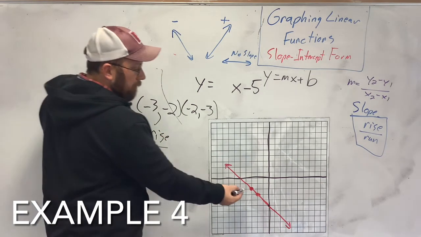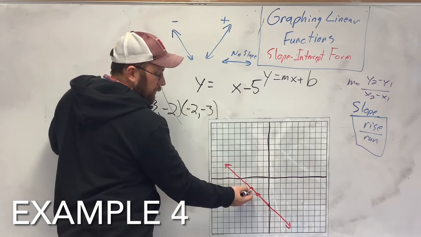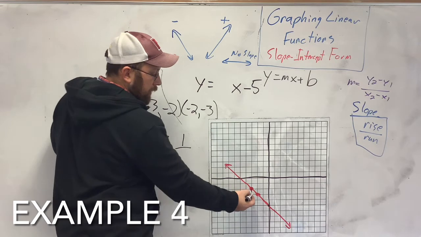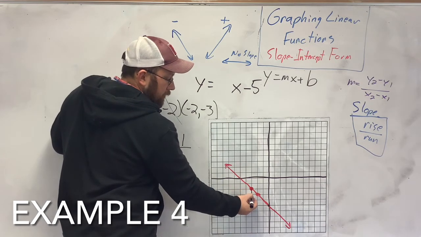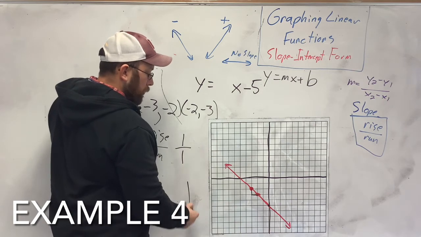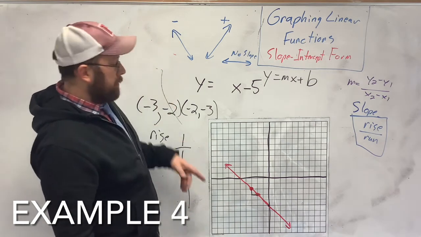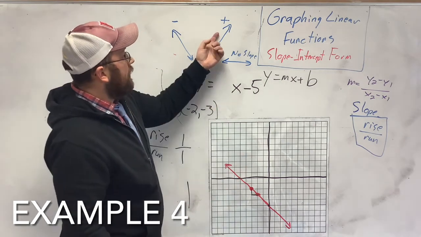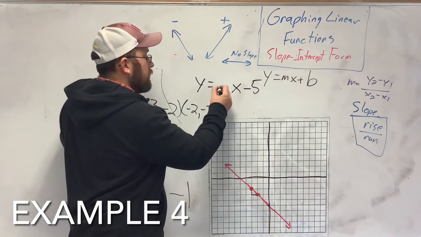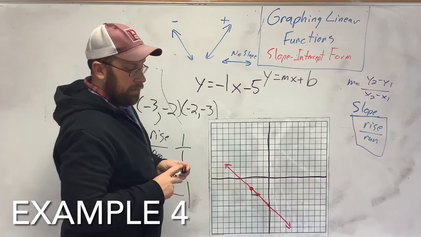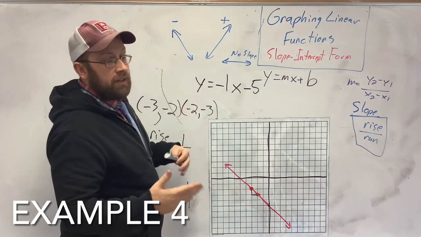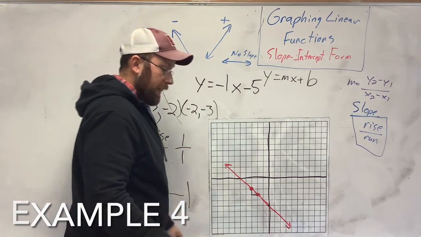So how many did I rise to get from this point to this point? Well, I rose 1, or I went down 1. How many did I run over? 1. So your answer is 1. Is that the correct answer? No, because you have to look at the shape of the graph. Is it in the positive direction? No, it's in the negative. So my slope is actually -1. Always remember this. As long as you know if it's negative or positive, the slope part isn't that hard.